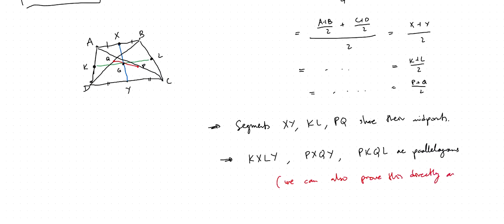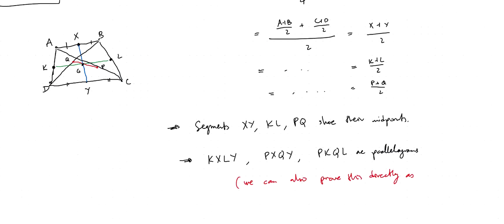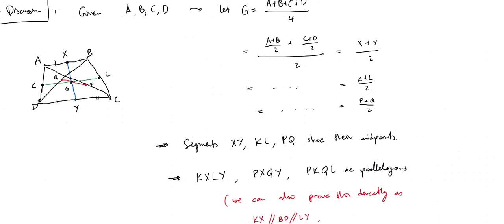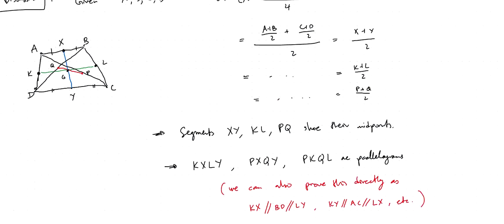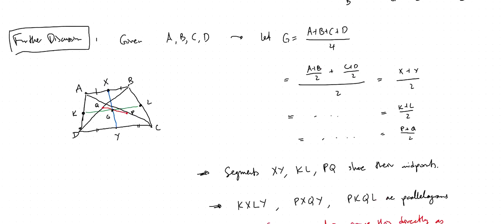Directly as, for example, KX is parallel to BD, and this is parallel to LY, and KY is parallel to AC, this is parallel to LX, etc. So this is the basic fact. These parallelograms are the basic facts of quadrilateral geometry. These three parallelograms. This is the most, I think, basic configuration of quadrilateral geometry.